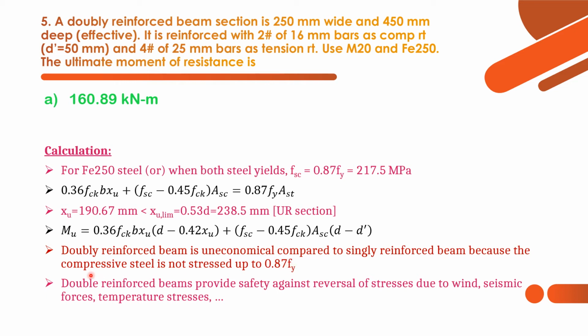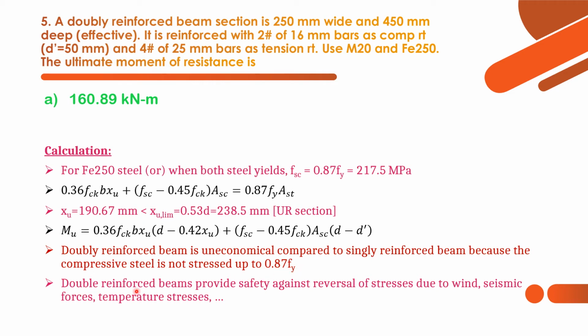Whenever we are stressing the compressive steel up to 0.87 Fy, as we have seen in this formula or in this problem, then that will be somewhat economical. But not in all cases can we get Fe250 or both steels yielding. So that is why a doubly reinforced beam is uneconomical compared to a singly reinforced beam, only because the compressive steel is unused, that is, it is not stressed up to its limit of 0.87 Fy.